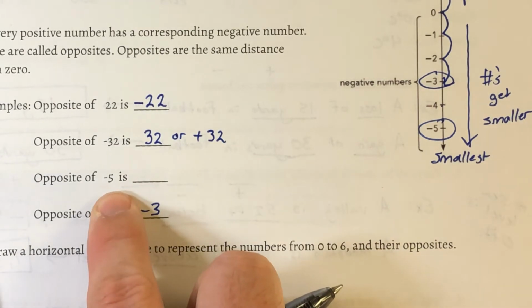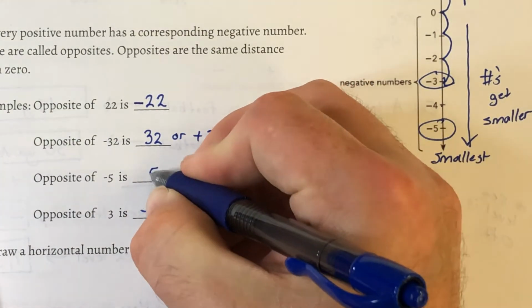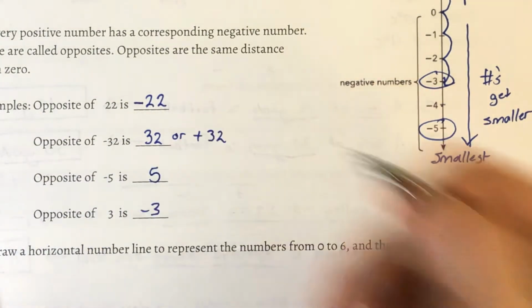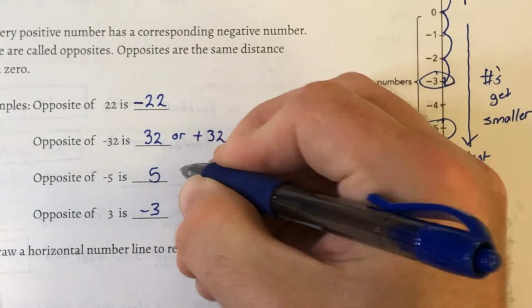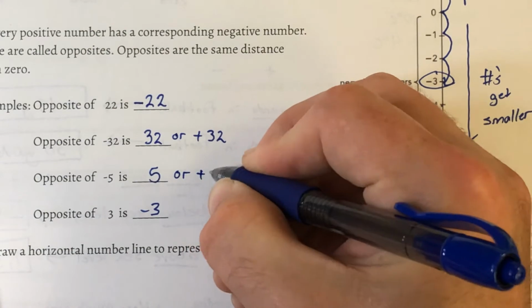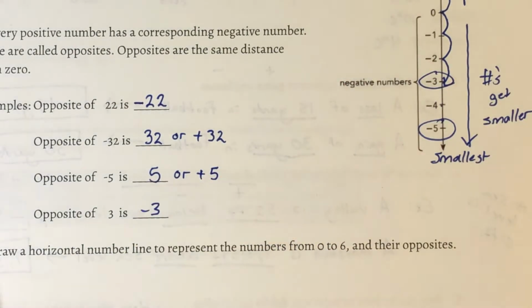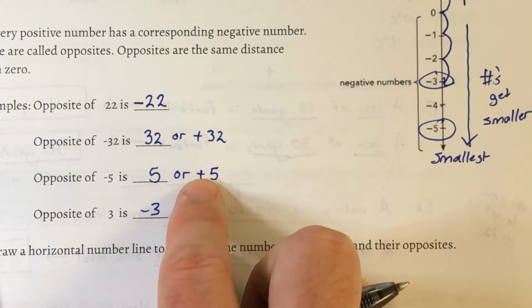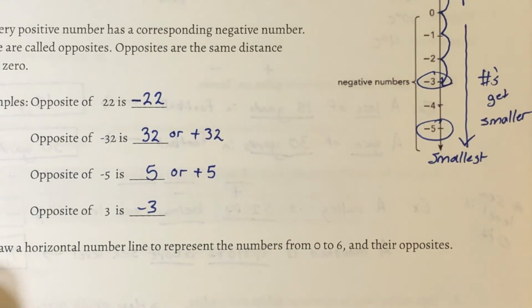Next, and last, negative 5. Opposite, we need the same numeral, opposite sign, so the opposite would be positive. So I could write 5 or plus 5. Same thing. We typically, again, don't write the positive signs. It's just a waste of time.